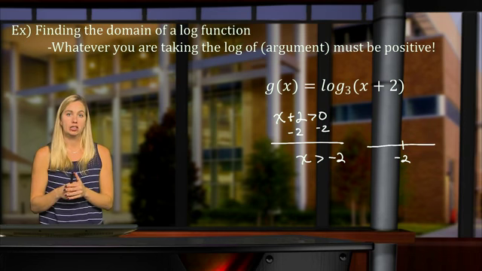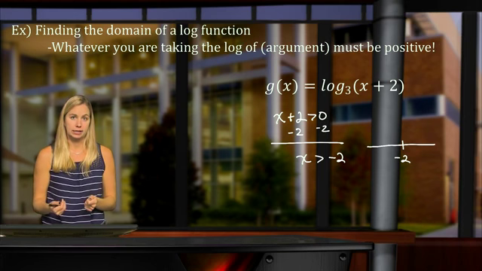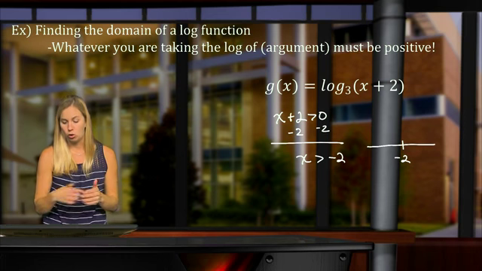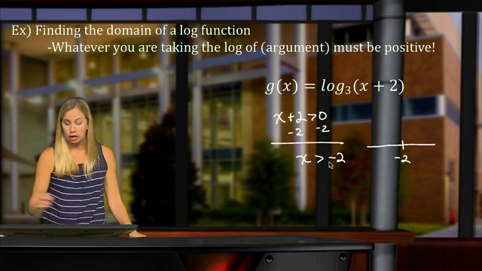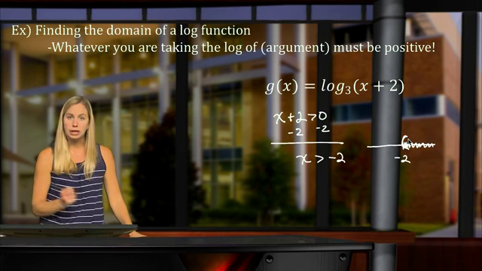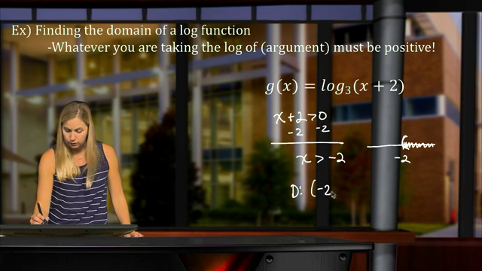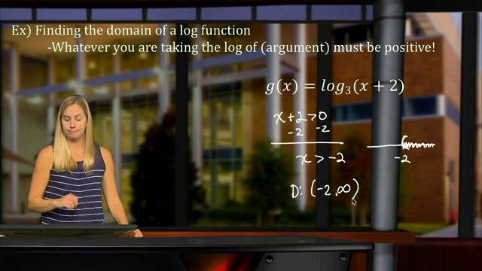I reviewed with you guys just recently, an interval must be stated from least to greatest. So make sure that you're setting up your intervals correctly. Otherwise, they're going to continue to be marked wrong. x is greater than -2 is values to the right. We're not including -2. So our domain is -2 to positive infinity.